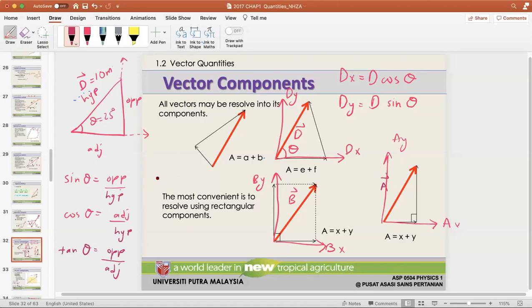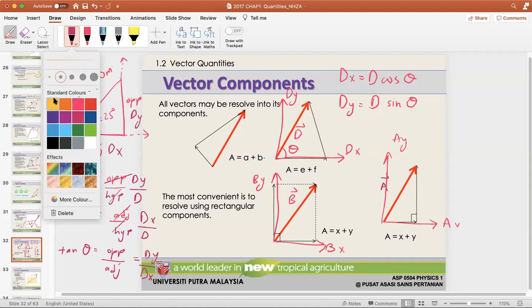Opposite, I told you, is actually dy because that's in the y direction, and adjacent is dx, right? So cross out and write dy over d. And this one, opposite, correct. Cosine is adjacent, dx over d. Tangent is opposite over adjacent, dy over dx. Okay, is everyone following me so far? It's easy, right? Is everyone okay? Okay. Now we go to the finale.